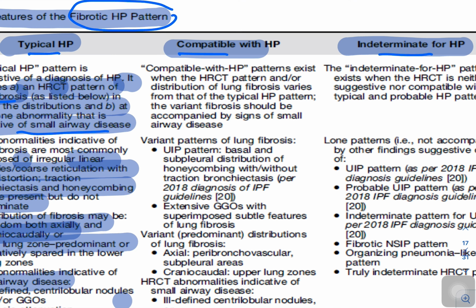A compatible with HP pattern exists when the HRCT pattern or distribution of lung fibrosis varies from that of the typical HP pattern. The variant fibrosis should be accompanied by signs of small airway disease. Variant patterns of lung fibrosis are UIP pattern or extensive ground glass. UIP pattern is basal and subpleural distribution of honeycombing with or without traction bronchiectasis. So if you are seeing this kind of pattern, this is not typical of HP, it is a UIP pattern in HP which is compatible with HP, or extensive ground glass with superimposed subtle features of lung fibrosis.